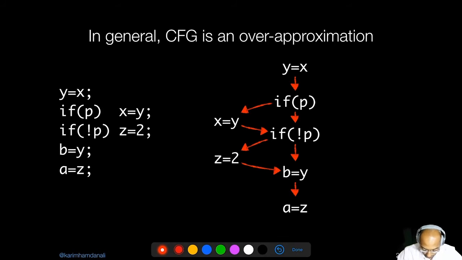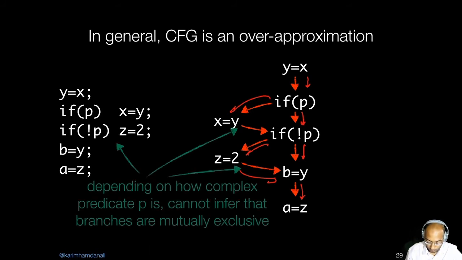So why is that? We can see the following here. This is another program with a slightly different control flow graph. So we have y equals x, that's fine. If the condition is true, we're going to execute this. False, we're going to execute that. And then if this is true, we're going to execute this. False, we're going to execute that. And then we're going to merge again here, and then we're going to execute a equals z.